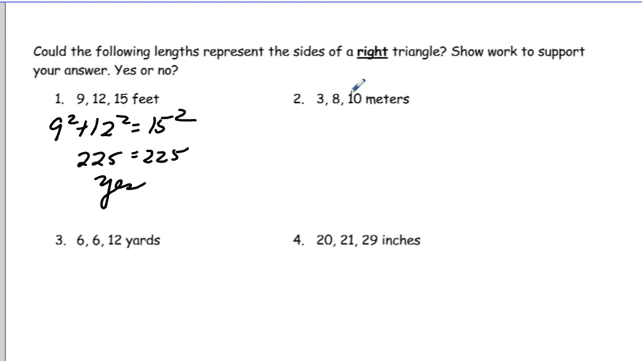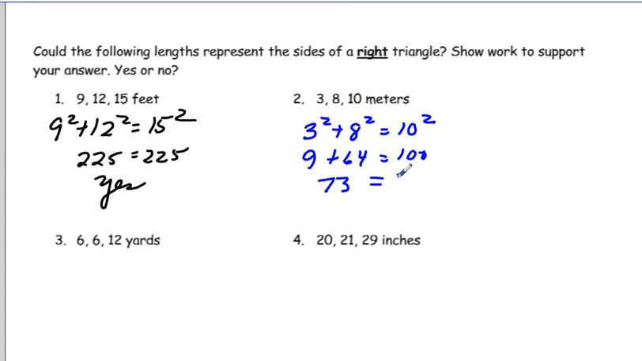Our next example, 3, 8, and 10. Again, we're going to make sure that c is the biggest side length here. So 3 squared plus 8 squared, is that equal to 10 squared? Well, let's see. 9 plus 64 is 73. Is that equal to 100? Is 73 equal to 100? No, so that doesn't form a right triangle.